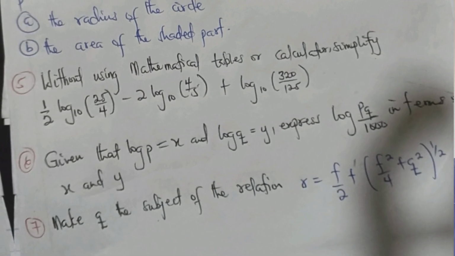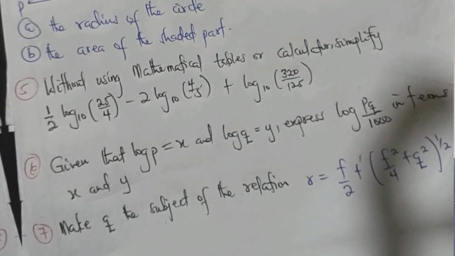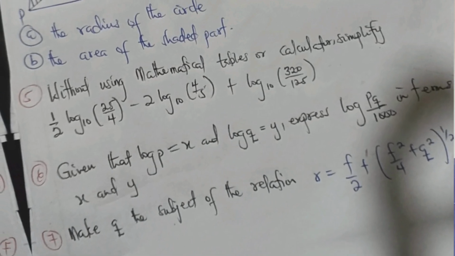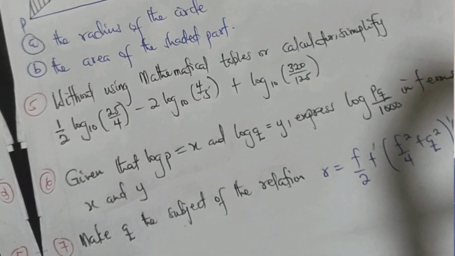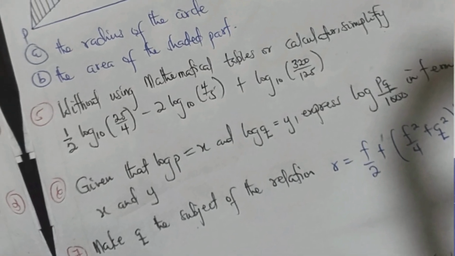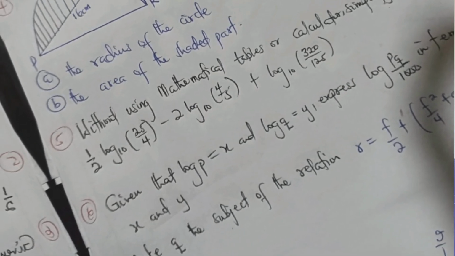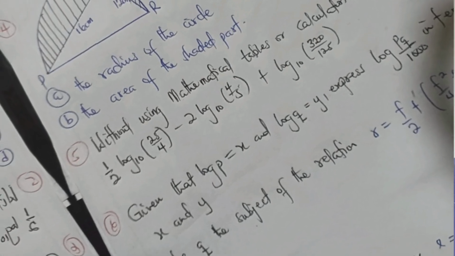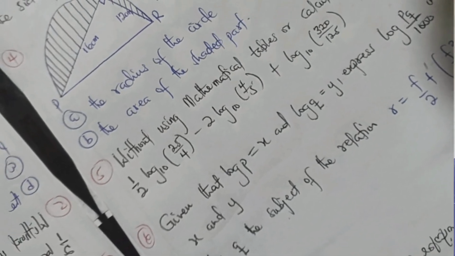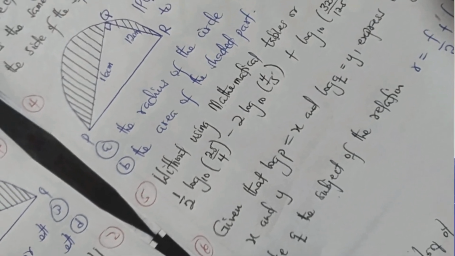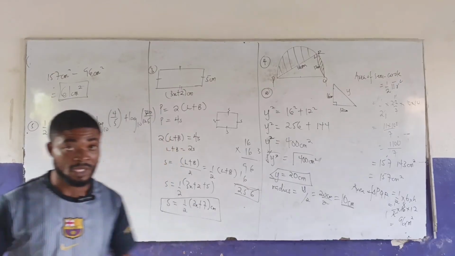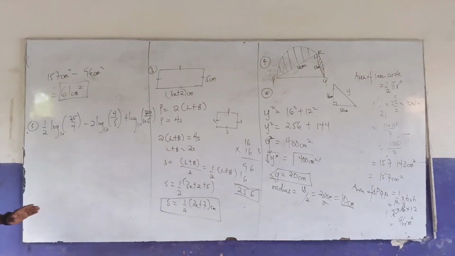2 log of 4 on 5 base 10, and then plus log of 320 on, sorry, on 125 base 10. Yes, so we've been asked not to use mathematical tables or the calculator. So the right approach needs to be taken.